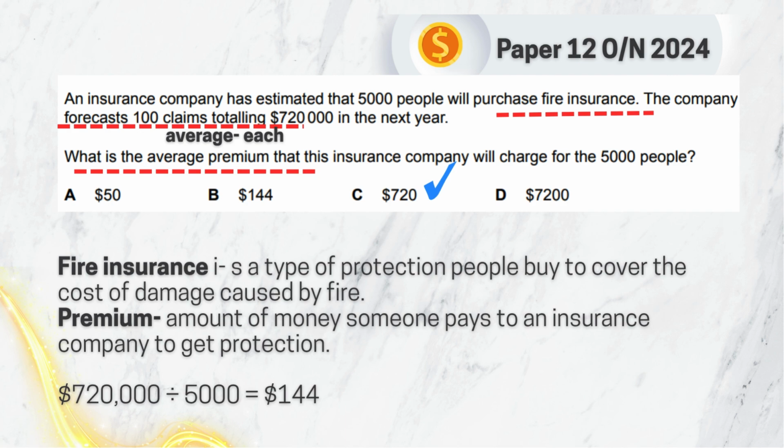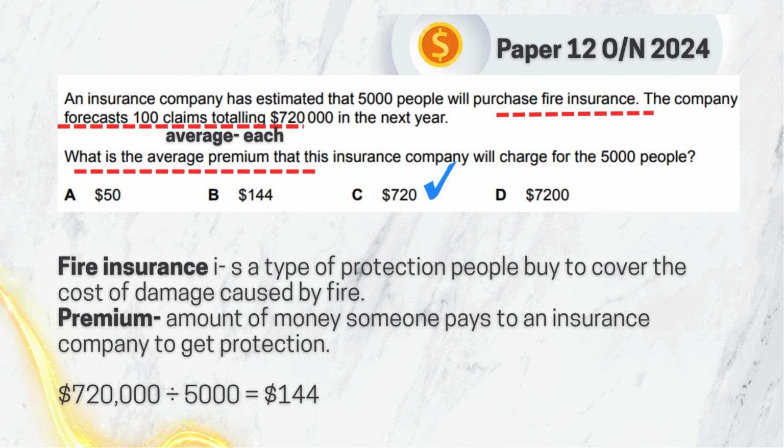So take note, the word average, all the time. If there's an average, you need to divide something, okay? Because average means like each person. So you have to understand the goal of the question. So the company wants to collect enough money from all 5,000 people. That's the fact, from the text itself. They need to collect money to cover the expected claims next year, and that claim is $720,000. So to do this fairly, they divide the total expected claims by the number of people buying the insurance.